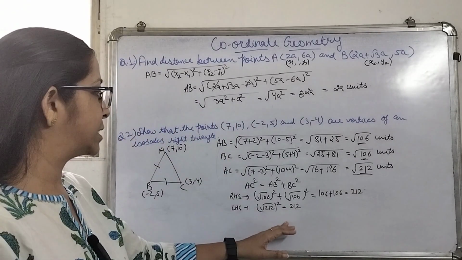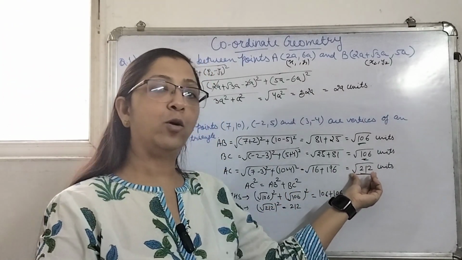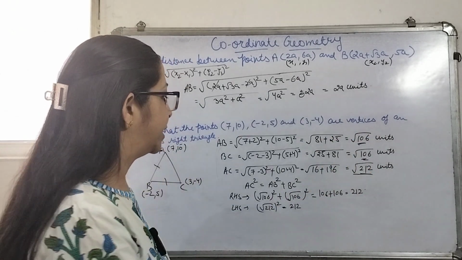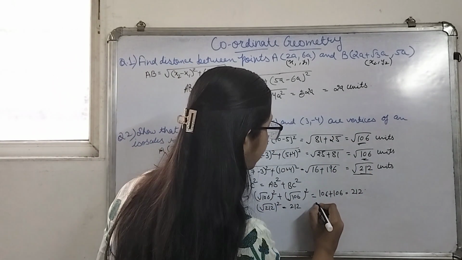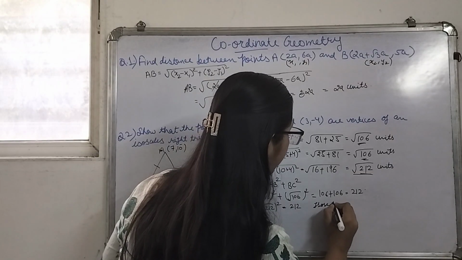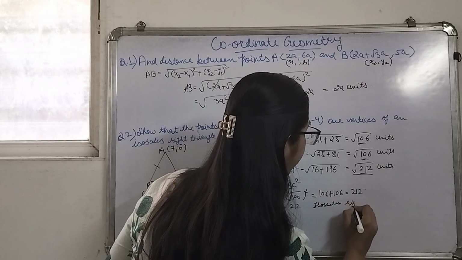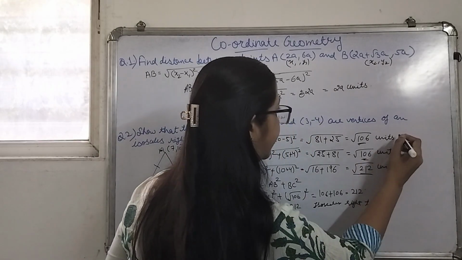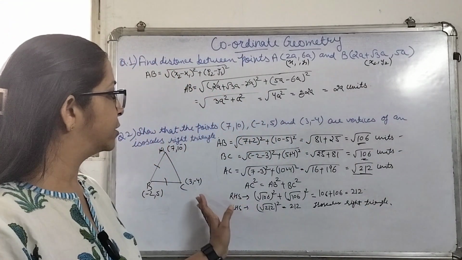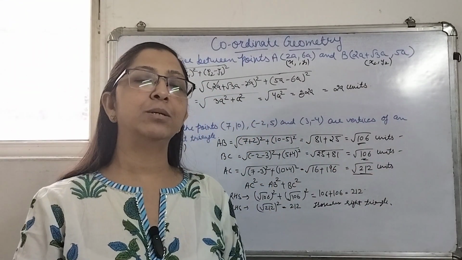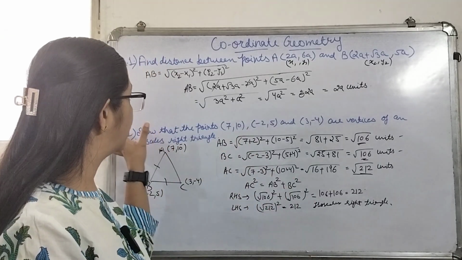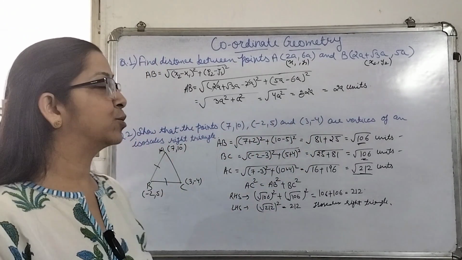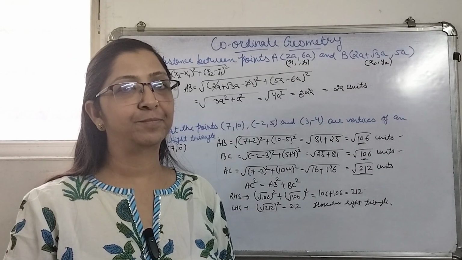So over here we can see that the square of the longest side is equivalent to the sum of the squares of the rest two sides. That simply means it is an isosceles right angle triangle. We have just now proved that two sides are equal in length and the square of the longest side is equivalent to the sum of the squares of the rest two sides. So we can conclude that these are the coordinates of an isosceles right angle triangle.